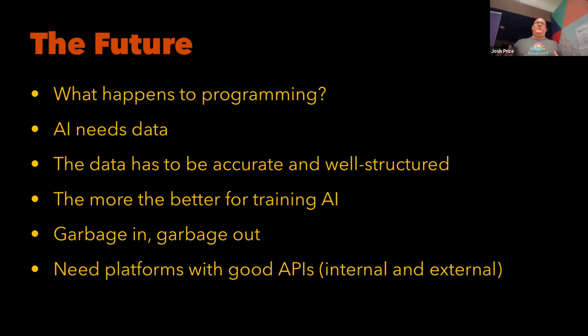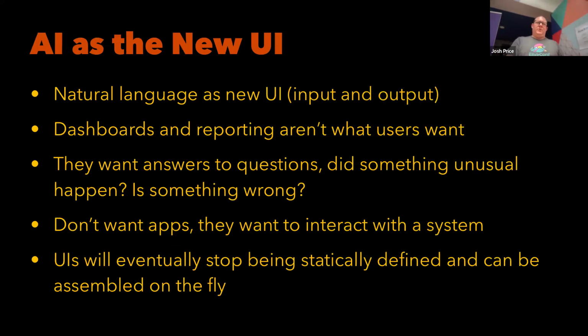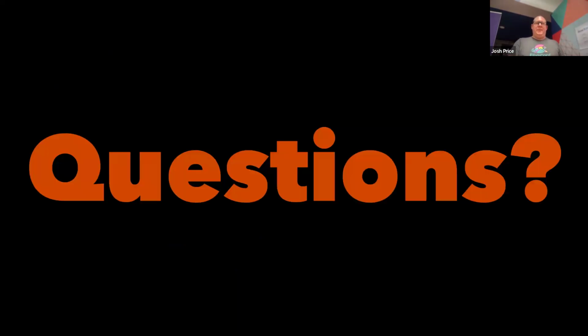And really, if we want to replace various UI components with natural language interfaces, then we need platforms with good APIs, both internal and external, so you can plug in a new UI. If you've mixed your concerns, with your business logic sitting in your UI, then you're going to have problems. So that's something worth thinking about. I probably talked about this earlier: AI is the new UI. I think we'll see this happening over the next few years. Yeah, that's it for now. Questions?